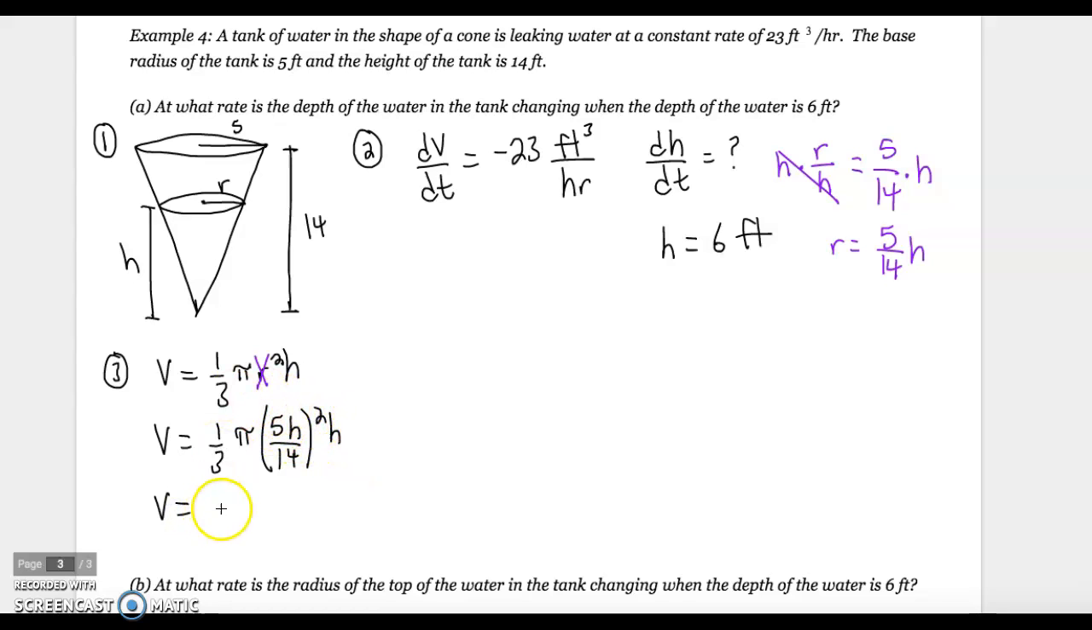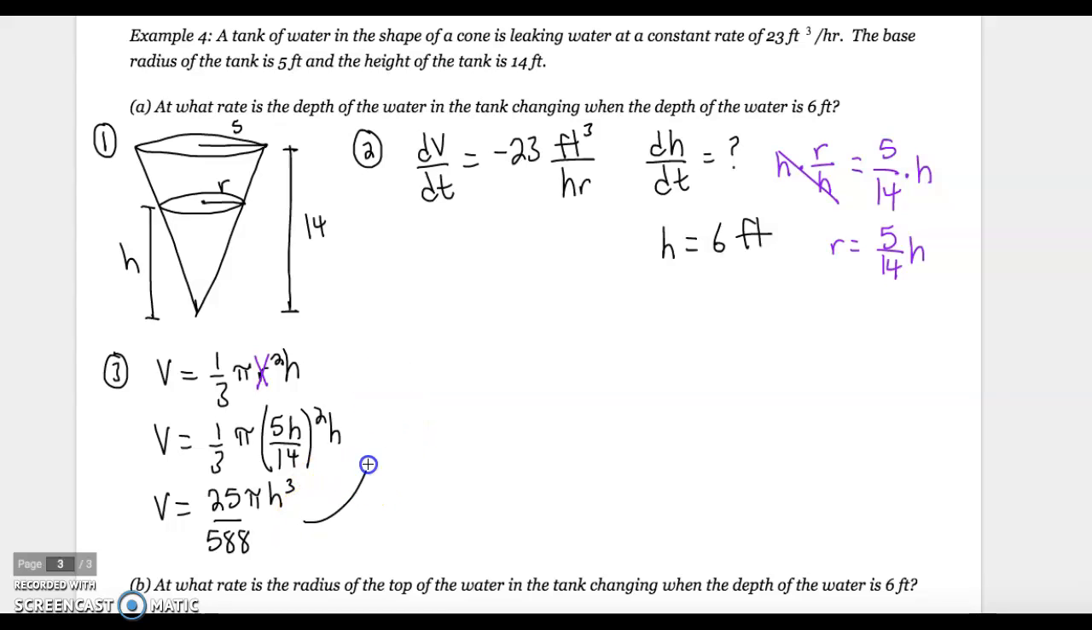And then we can rewrite it one more time to simplify it more. So you'll end up with 25 pi h cubed, and on the bottom we'll have 3 times 14 squared, which would be 588. And so now this is an equation that relates just the two variables that we actually have information about. So that's what's a little bit tricky about cone problems. The same thing could happen with a cylinder.